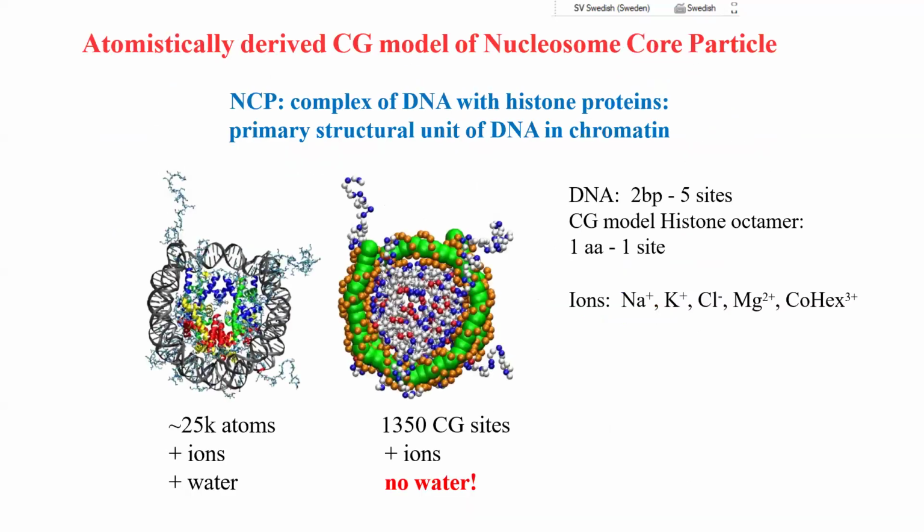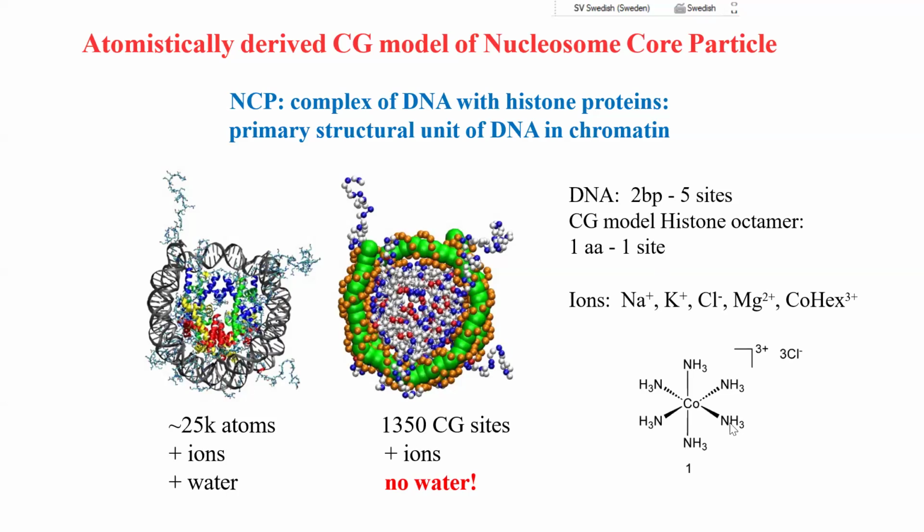So then when we study the nucleosome core particle, we need to first construct it atomistically, which is done on the left. So here are 25,000 atoms in the simulation box. There are then all the needed ions and water, and then after coarse graining, we have 1,350 coarse grain sites, and we have the hydrated ions, but we don't have any water because we don't need it.